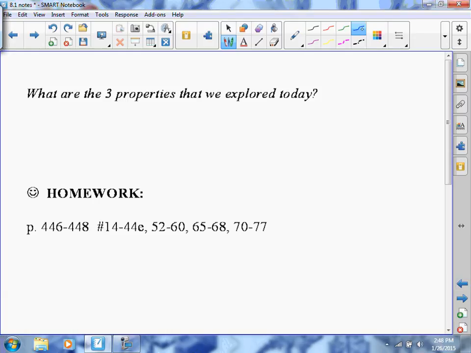Okay, so today we've taken a look at 3 properties of exponents or powers. And basically what we've done with those exponents is we've added them, or we've multiplied them when we have a power to a power, or we've distributed. So those are the 3 basic operations that we're using today.